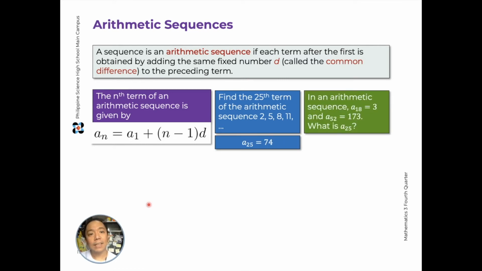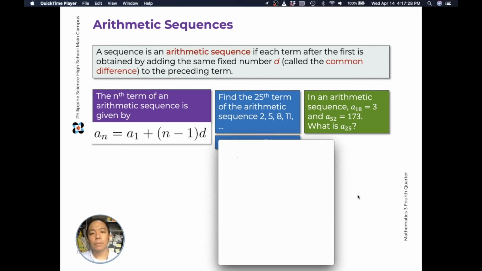Next example natin, in an arithmetic sequence, the 18th term, a sub 18, is equal to 3, and the 52nd term, a sub 52, is equal to 173. Ganun din, what is the 25th term? So let's use our formula. The 52nd term, well, isipin natin, hindi ko na muna hahanapin yung first term. I'll just proceed from the 18th term.